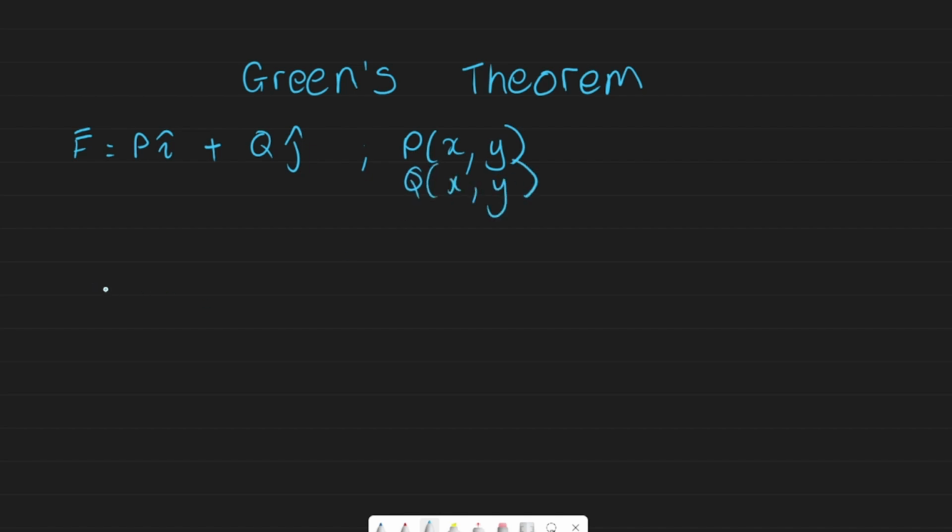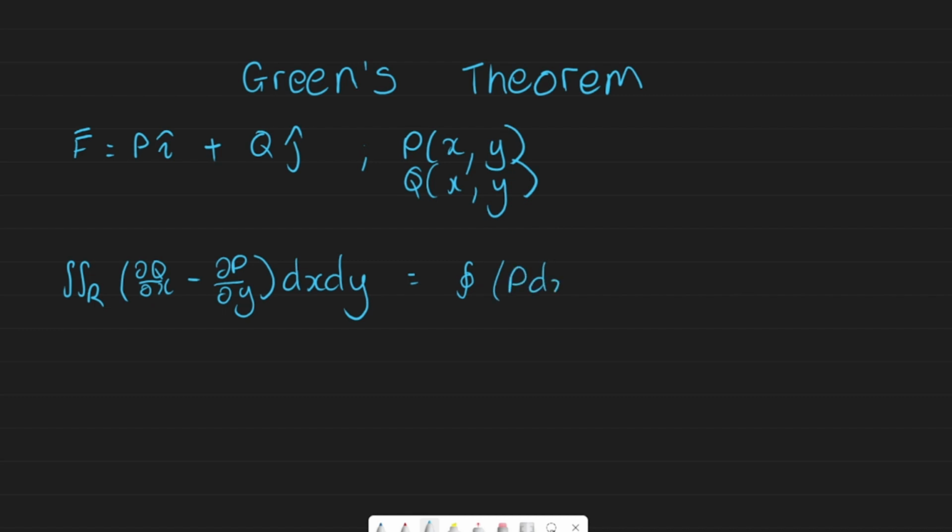then Green's theorem says that if we take a double integral over some region in the xy plane of ∂Q/∂x minus ∂P/∂y, of course with respect to dx and dy, if we find this integral, we'll see that it's the same as taking the line integral around a closed path of P dx plus Q dy.